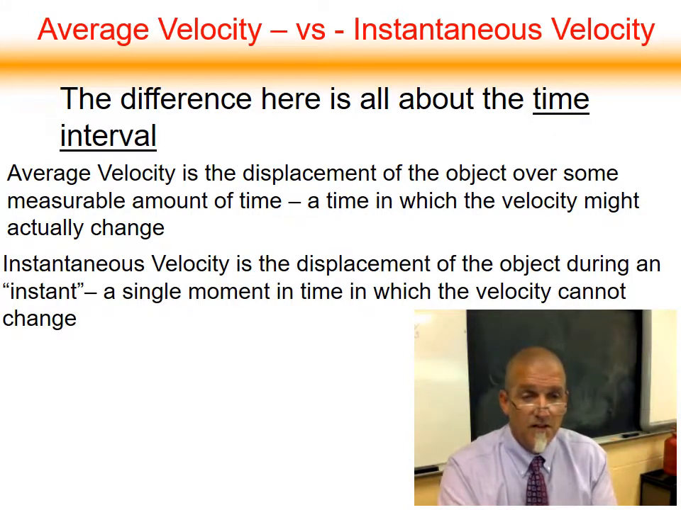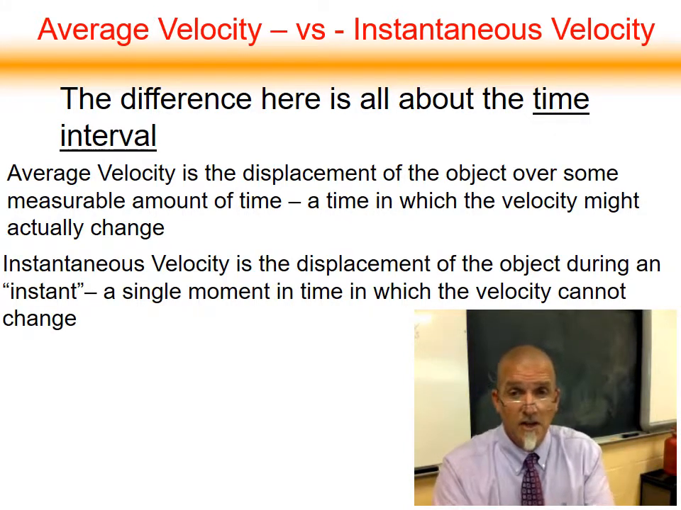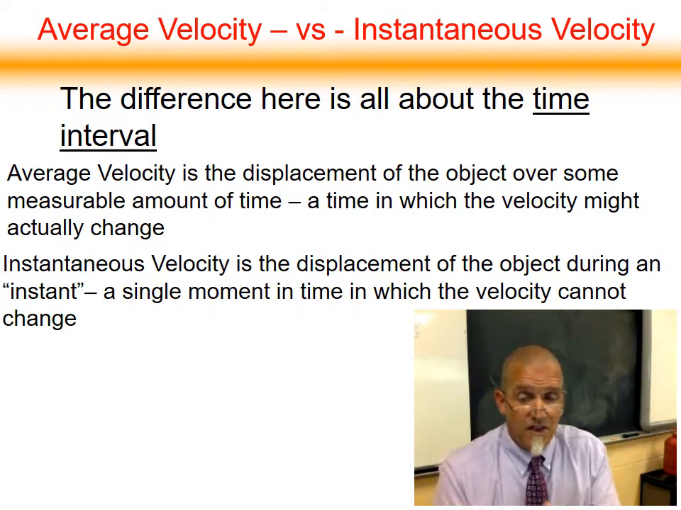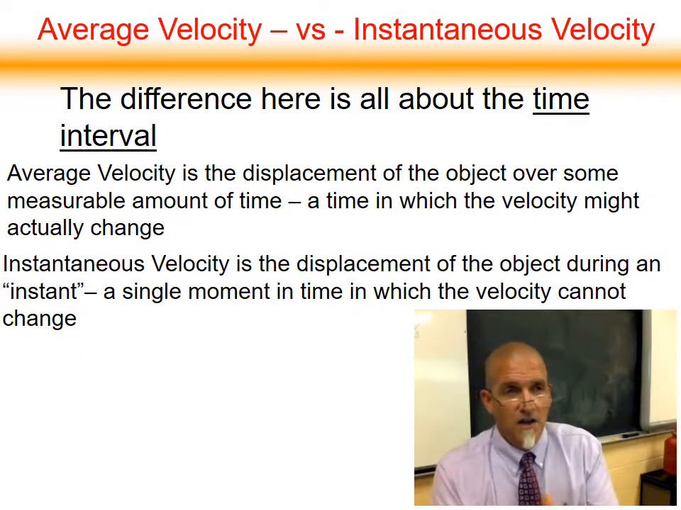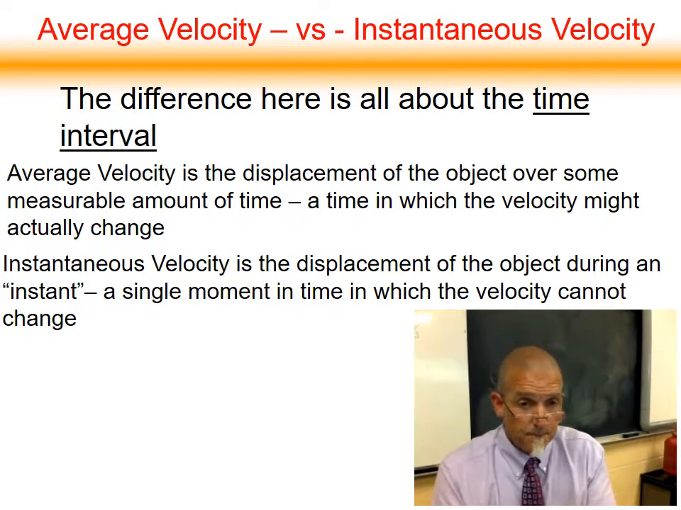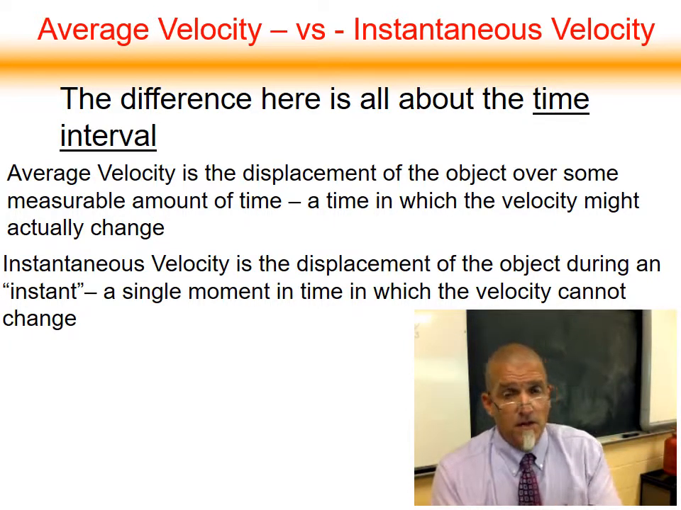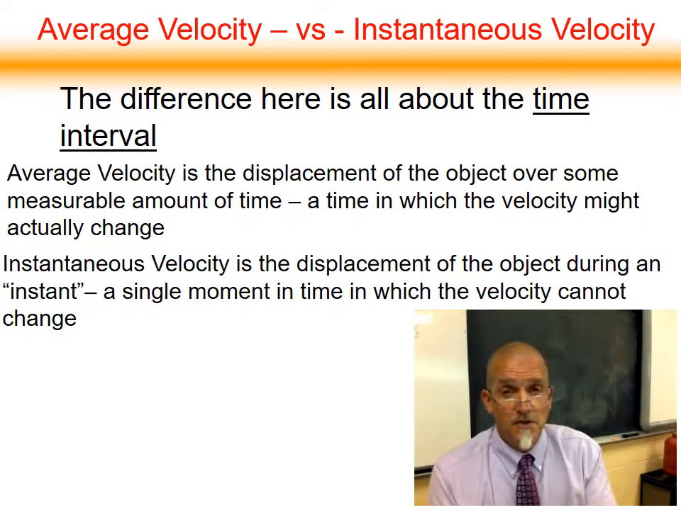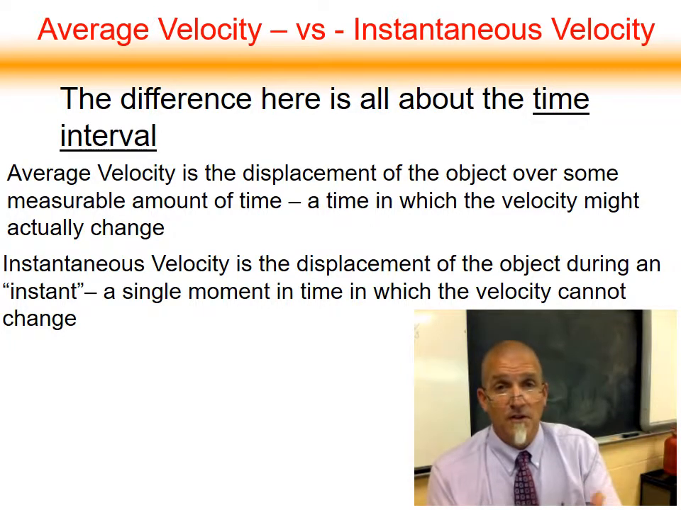Compare that to the idea of the instantaneous velocity. When you see the word instantaneous, instantaneous refers to the velocity of an object at an instant. An instant is a single moment of time, so small, in fact, that the velocity could not change during that time. Now, it's not zero time, because if it's zero time, then nothing can occur, of course. It is still an amount of time, but it's such a small period of time that it's impossible for the velocity to change.